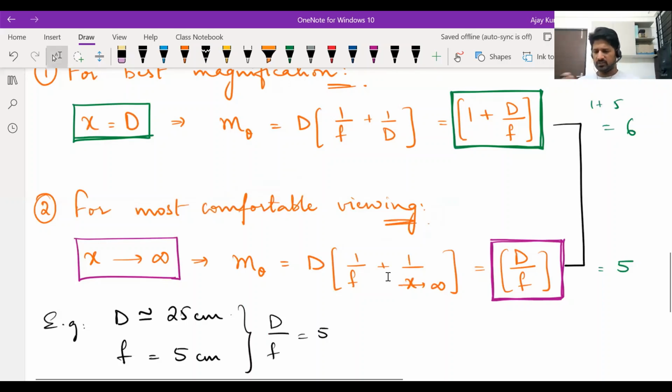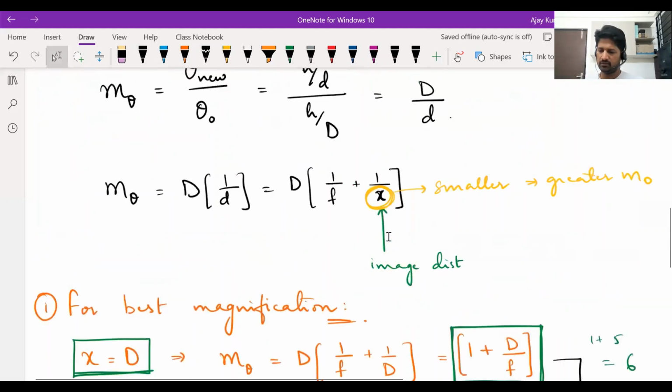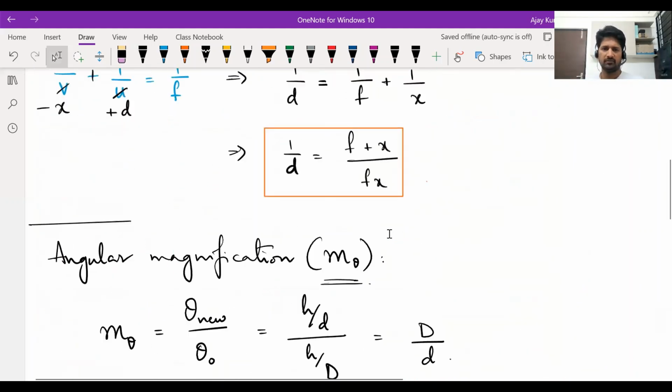Usually in your textbook, they discuss only these two cases, where the image is formed at the near point distance or at infinity. But you can make the image form wherever you want between these two extremes, and in those cases, the magnification will change. Best case magnification is 1 plus d by f. Worst case magnification is d by f. In other cases, you will get magnification between these two values. So that is the idea behind the working of a simple microscope or a magnifying glass.